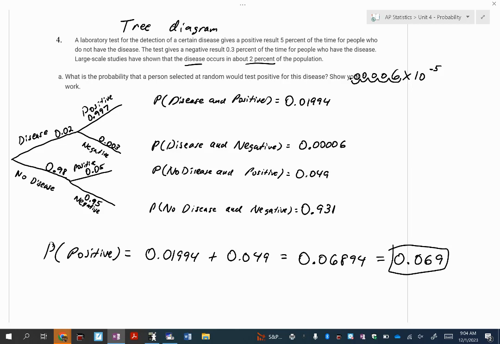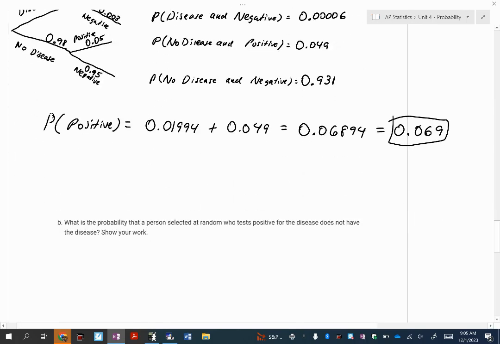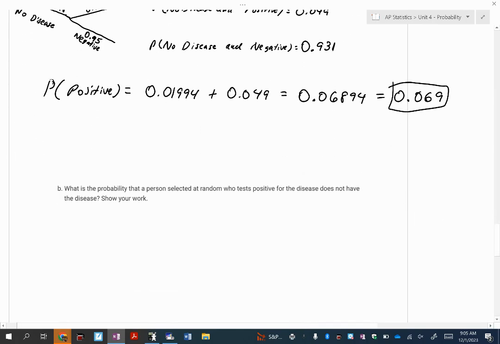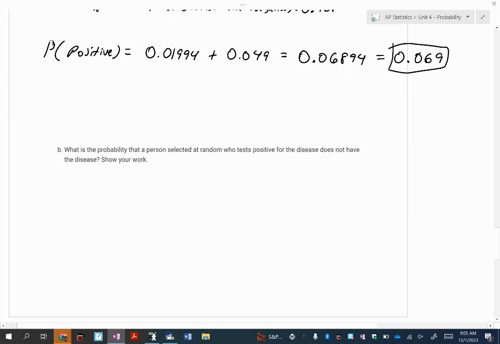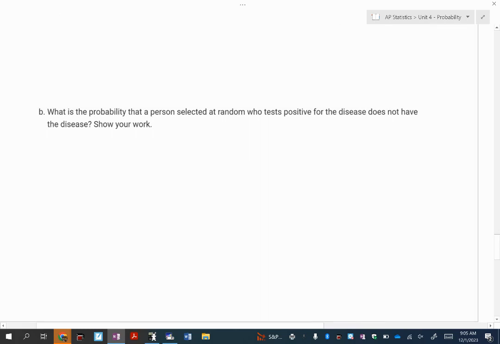Part B says, what is the probability that a person selected at random who tests positive for this disease does not have the disease? The way that I read this, I'm hoping you'll think of one of two words when you read part B. One of the words starts with a G, or the other starts with a C. Conditional probability, right? This is a condition. Or I always think the other word, given. One of these is our given.